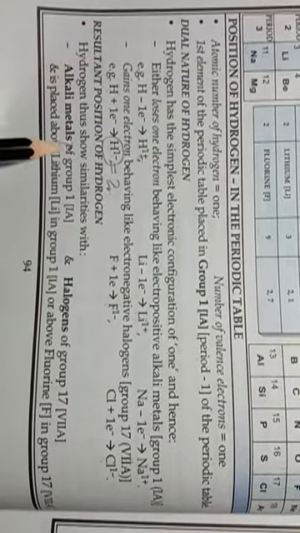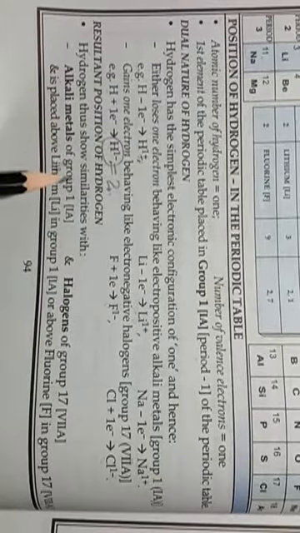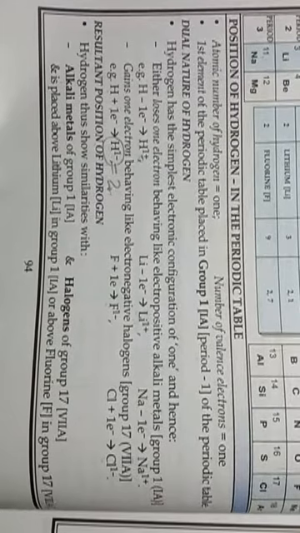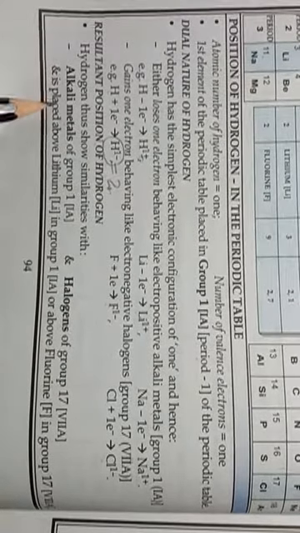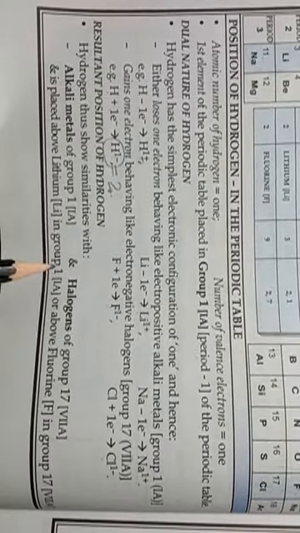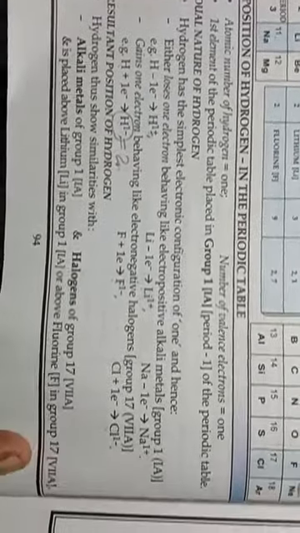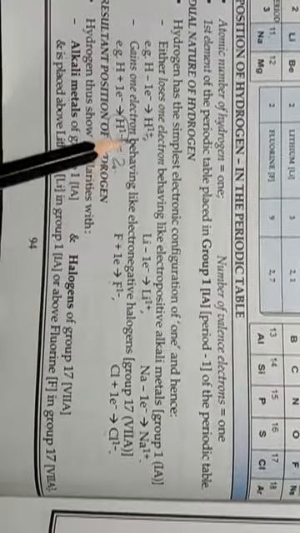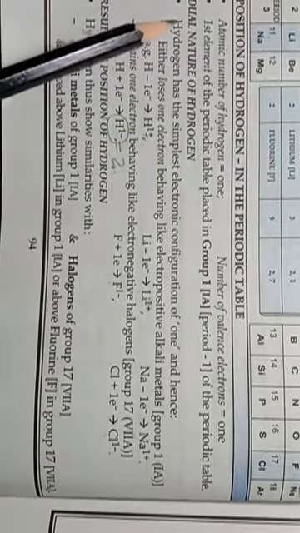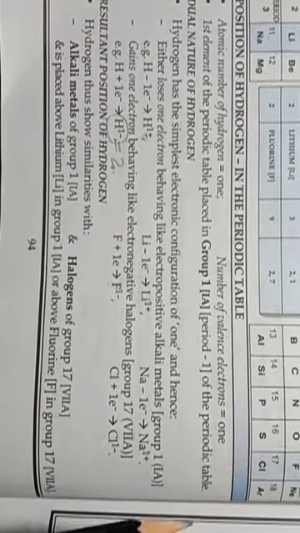Resultant position of hydrogen: hydrogen thus shows similarities with alkali metals of group 1 and also with halogens of group 17, and that is why it is placed above lithium in group 1 and above fluorine in group 17. Because hydrogen shows two different opposite natures, that is why it is placed with alkali metals in group 1 and with halogens in group 17.